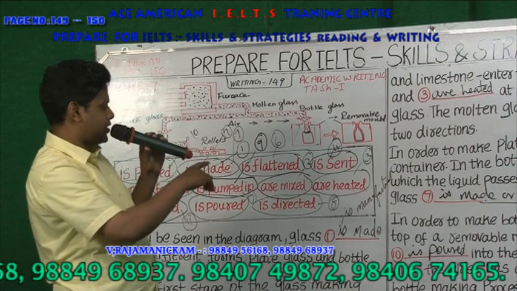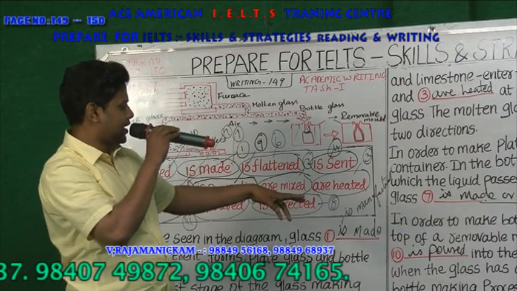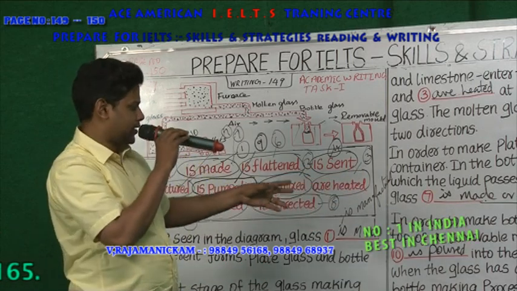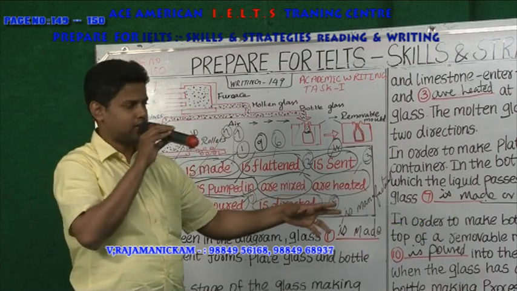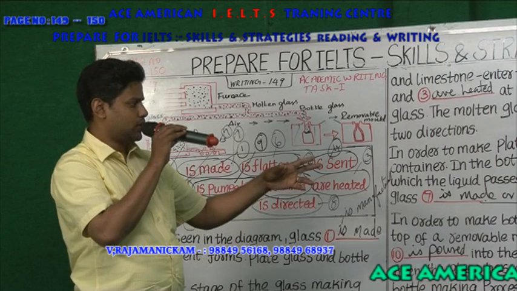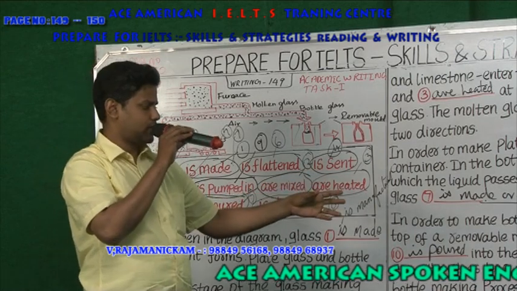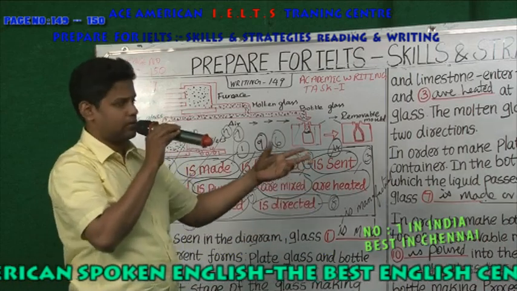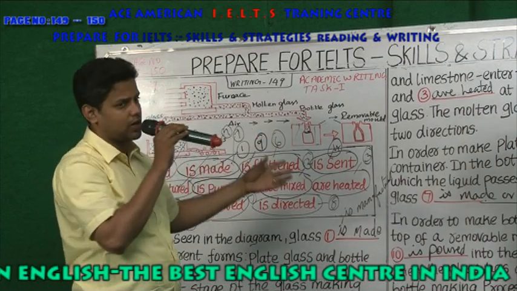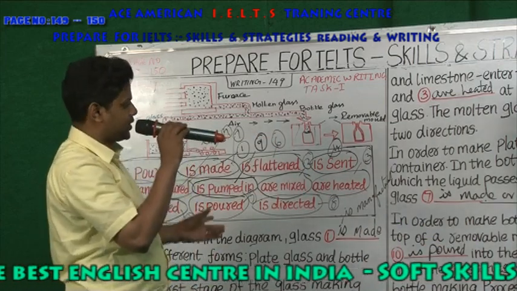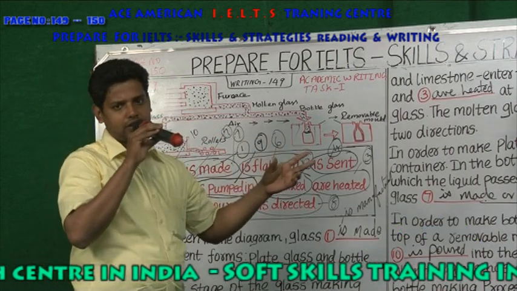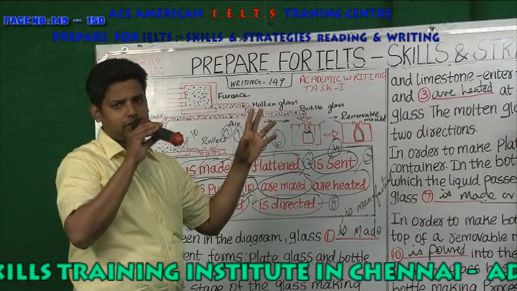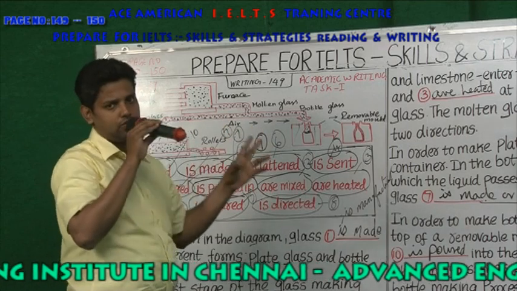And secondly, in order to make the bottle glass, the molten glass is directed to the top of a removable mold, and air is pumped into the molten glass, which is poured into the mold and takes the shape of a bottle. That is how bottle glass is made. And from this passage we can understand two different sentence types, compound and complex. At the same time, all these passages are narrated in passive voice. Okay, that's all.